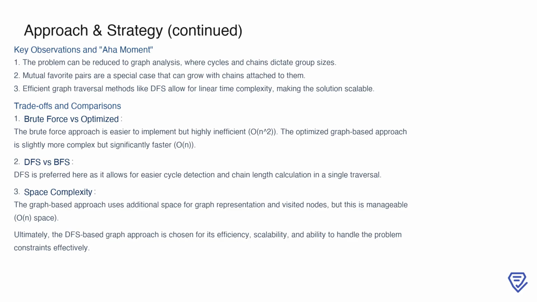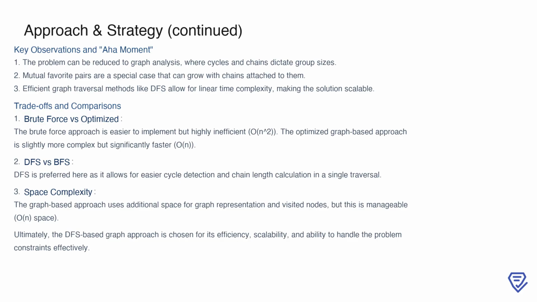From an efficiency standpoint, depth-first search is a natural choice. It allows us to detect cycles and calculate chain lengths in a single traversal, leading to a linear time complexity of O(n). This makes the solution highly scalable, even for the upper limit of employees.